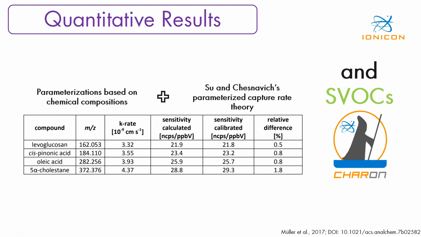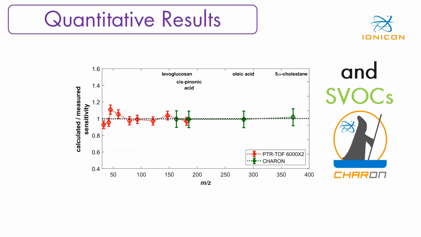But this predictable instrumental response function is not only limited to the VOC range. As we could show in a recent analytical chemistry publication, this is also true for a much wider volatility range. So even semi or low volatile organic compounds can be efficiently quantified simply based on reaction rate constants.